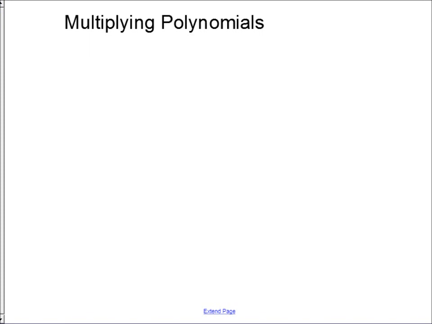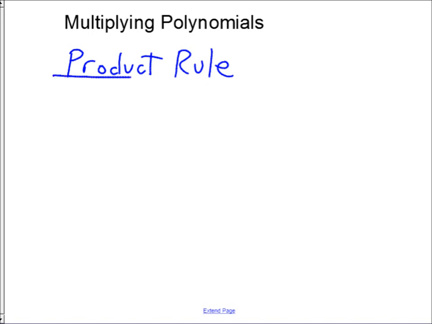Today we are going to talk about how to multiply polynomials. And before we do that, let's just review the product rule. We're going to do a basic example and one with coefficients. If we have two monomials that we are multiplying together, we add the exponents, so the answer to this would be x to the 7th.